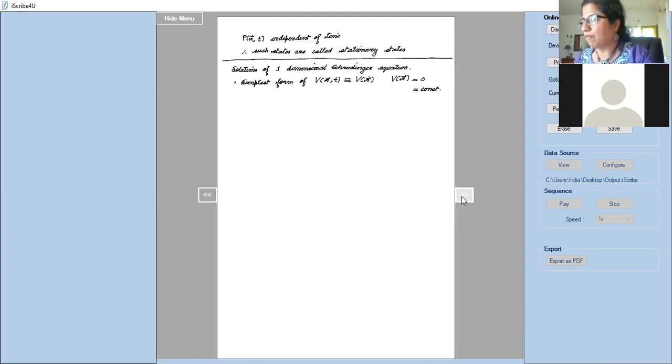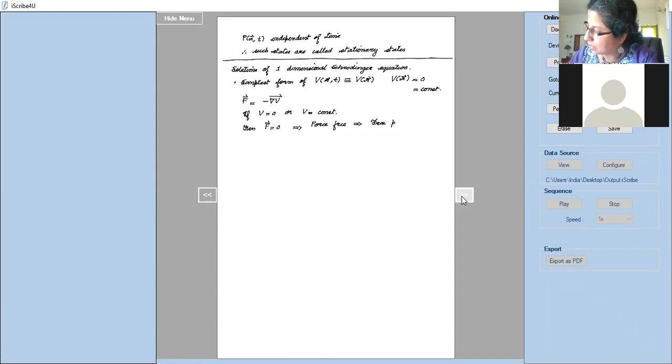Now, the moment you have this, what you have to remember is that your force is nothing but the negative gradient of the potential. So if your V is equal to zero, or V is a constant, zero being a special case of a constant, then F is zero, which implies force free. The situation is force free, which implies that you have a free particle. Okay, so this is all that it requires.